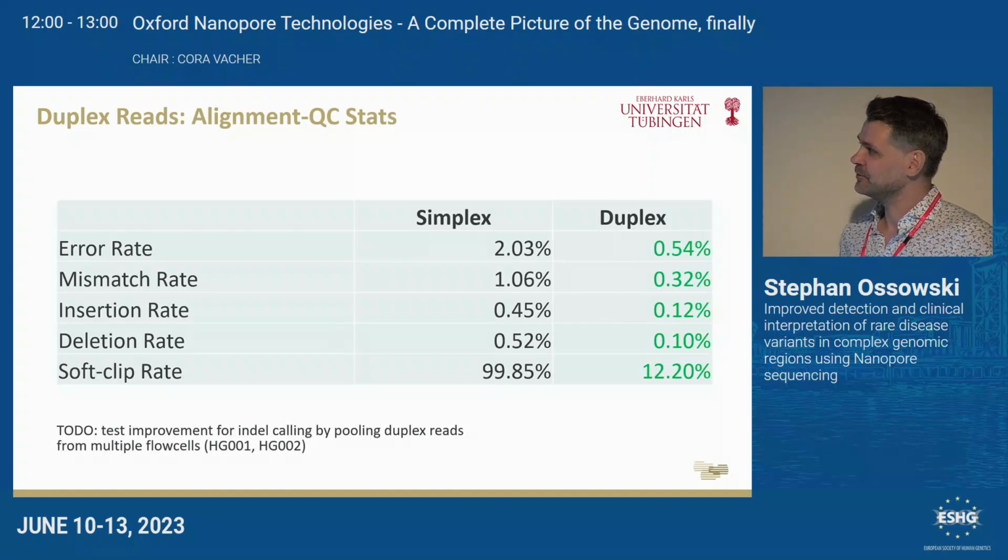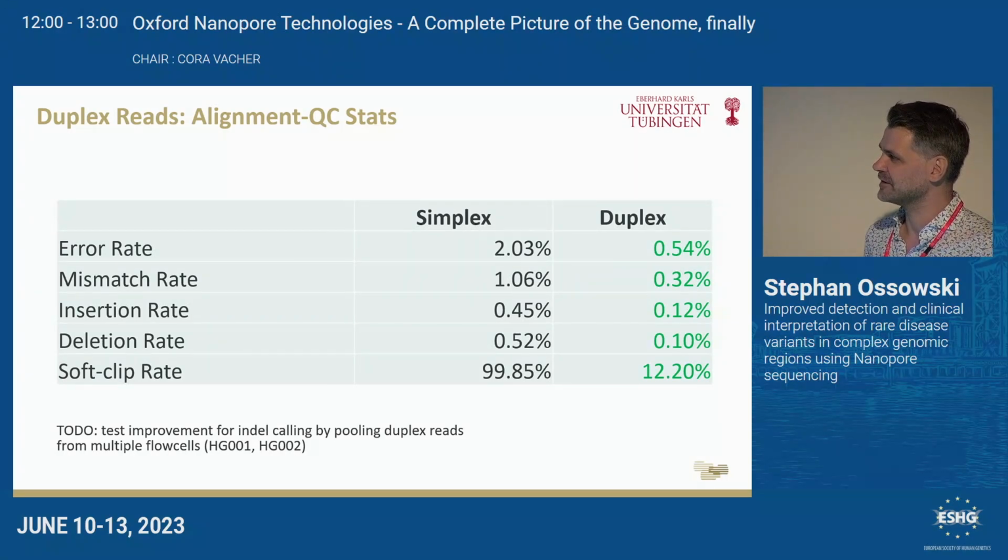And that we then could analyze by aligning the reads from these reference samples HG001 and HG002. This one is also known as NA12878, if that name is more familiar to you. And we can see that with simplex reads, we get an error rate of 2%, and with duplex, it's a quarter of that, 0.5%. And that's a combination of the mismatches, insertions, and deletions. And we see that for insertions and deletions, we get about 5 times better with the duplex reads.